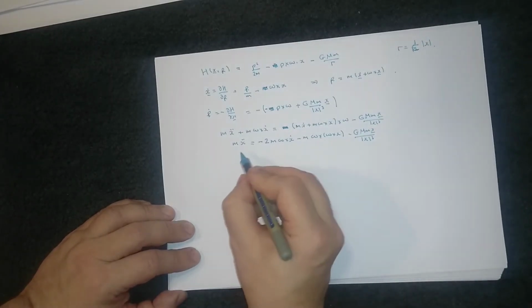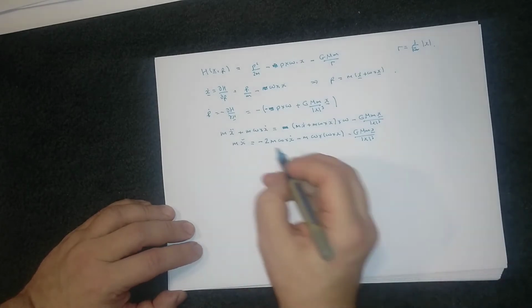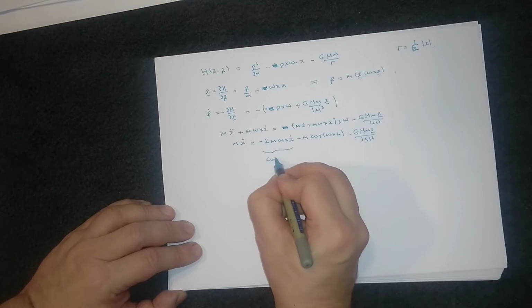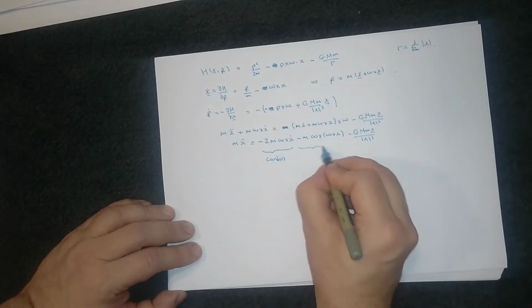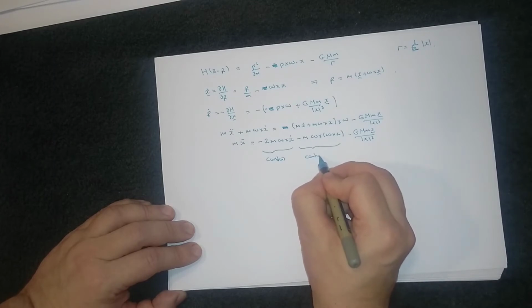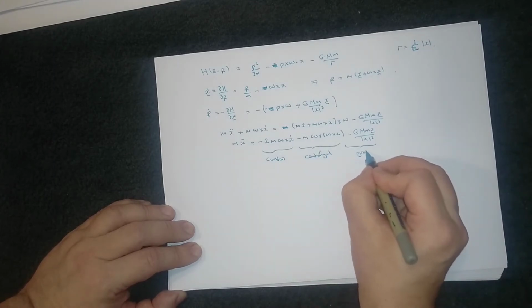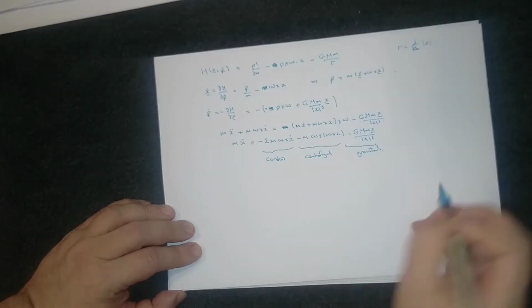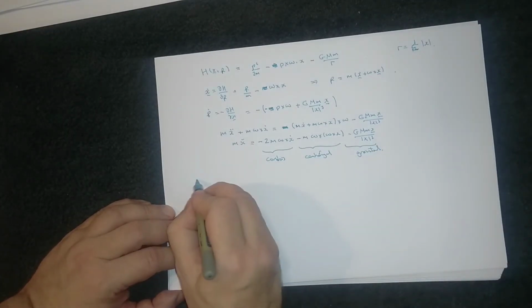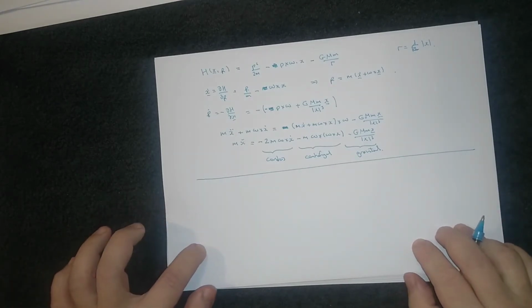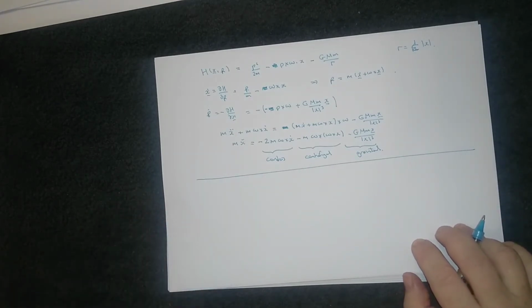So what do we have here? We have the effective force given by the Coriolis term. This term here is the centrifugal, and this is the gravitational. So this is exactly what we would expect. So far, everything is working.